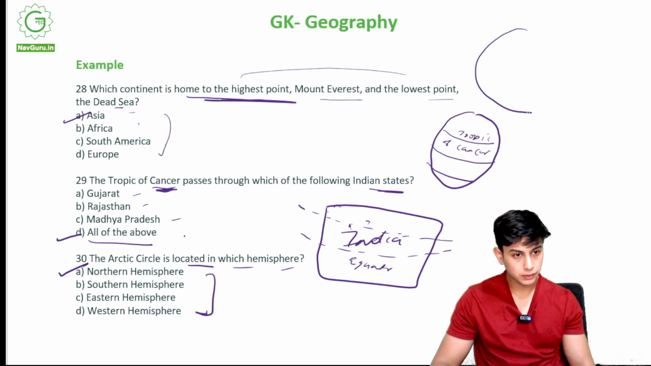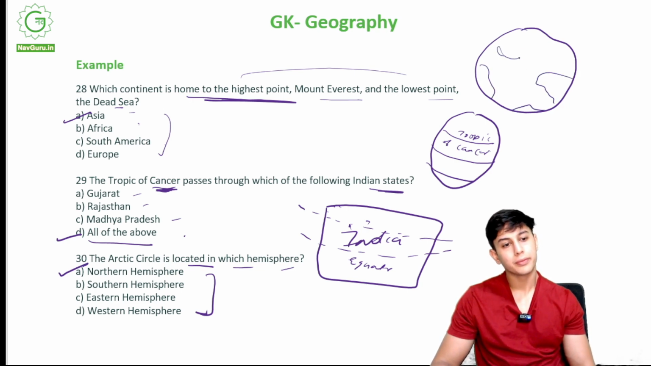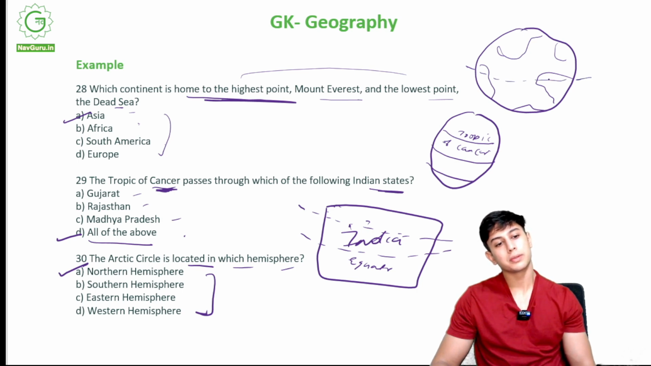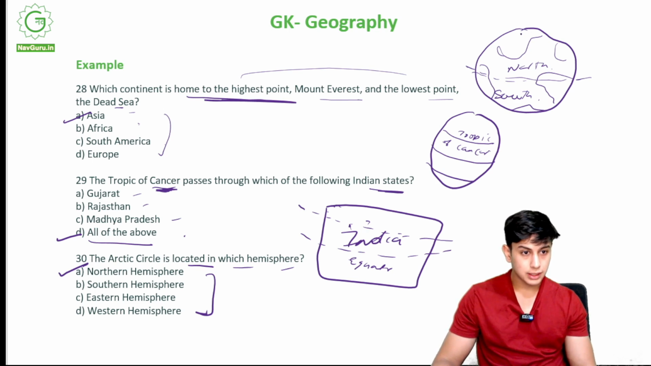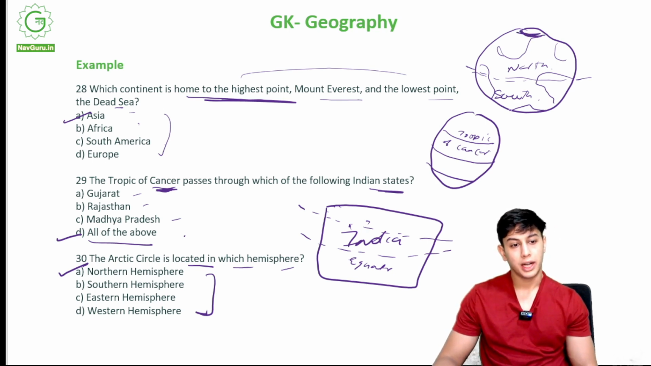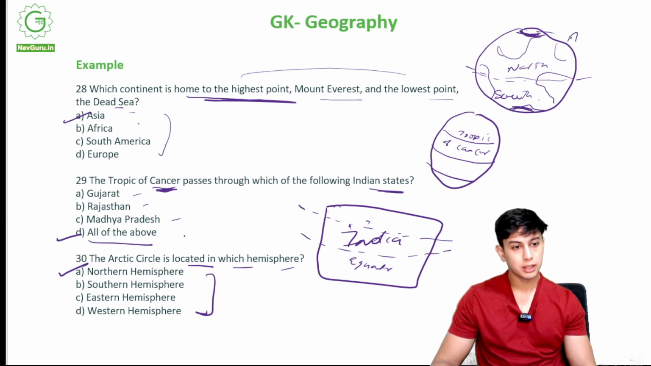This is like this. If this is the Earth, equator divides it into two hemispheres. This is the northern, this is the southern. Arctic Circle is in the northern part. Antarctica is in the southern part. Always remember, this is Arctic, this is Antarctica.